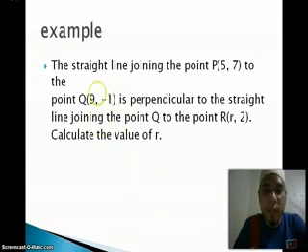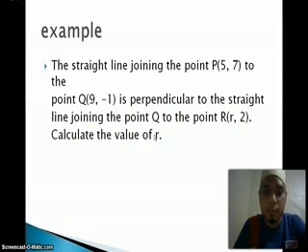Okay. The straight line joining the point P(5, 7) to the point Q(9, -1) is perpendicular to the straight line joining the point Q to the point R(r, 2). Calculate the value of r.